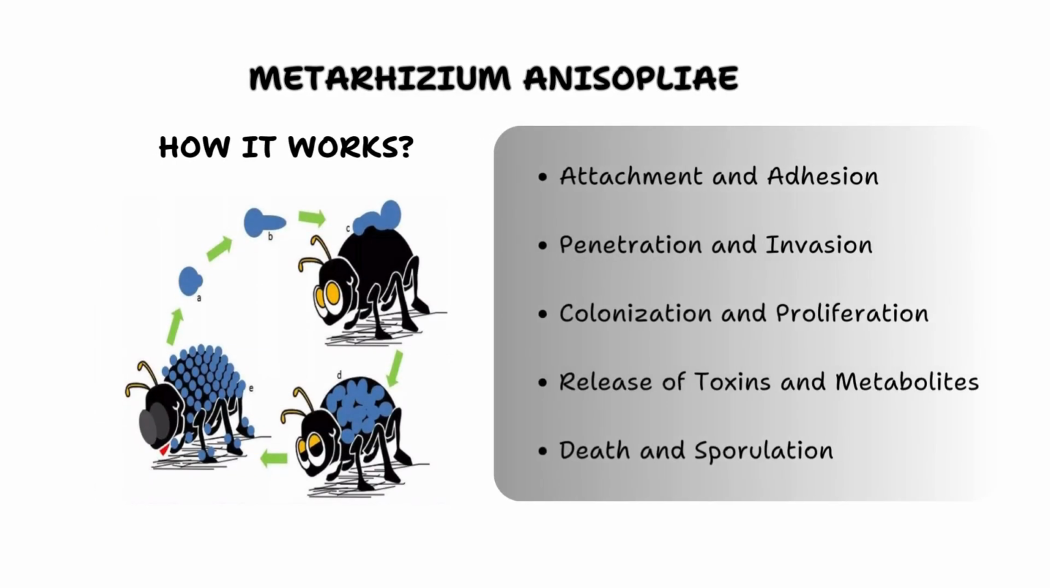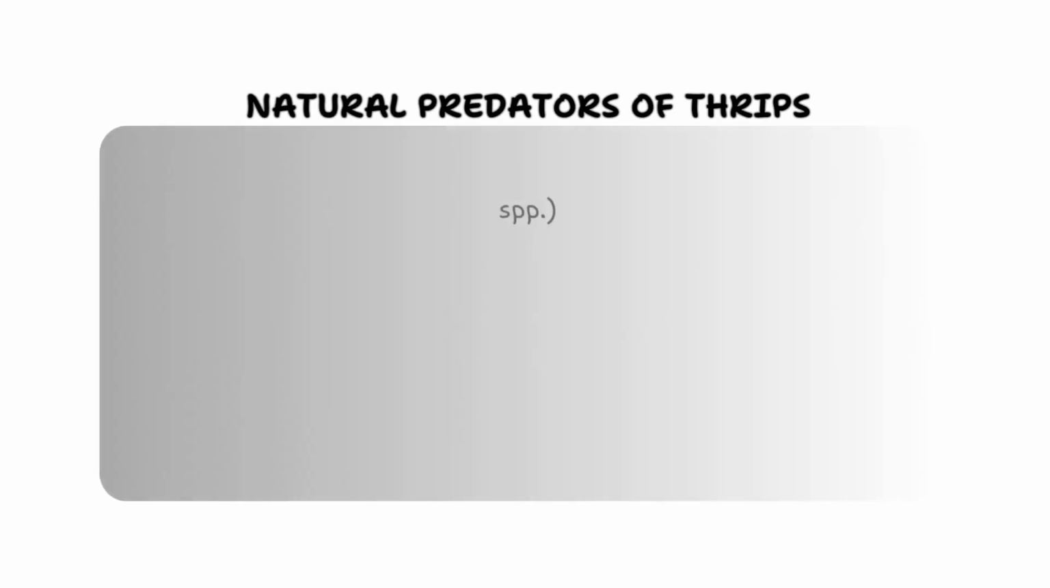The fungus infects thrips and other insects through contact with its spores, which attach to the insect's cuticle and germinate. It then penetrates the insect's body, and once it is inside the body, the fungus proliferates and eventually kills the host by releasing toxins and consuming its tissues. The fungus is highly valued for its effectiveness against many insect pests, its compatibility with integrated pest management strategies, and its relatively low environmental impact compared to chemical pesticides.